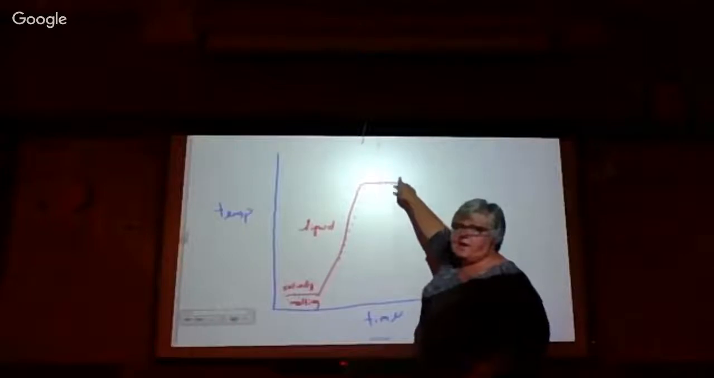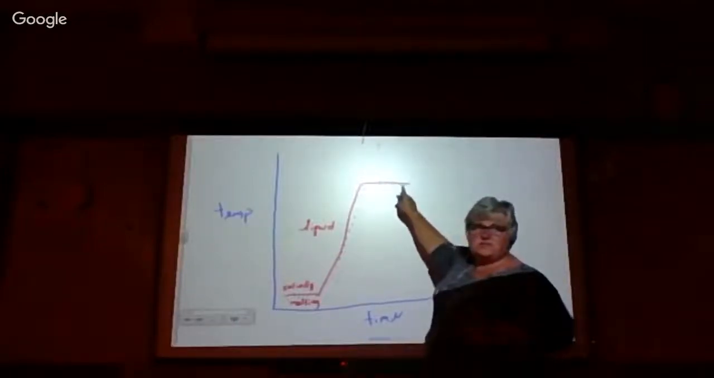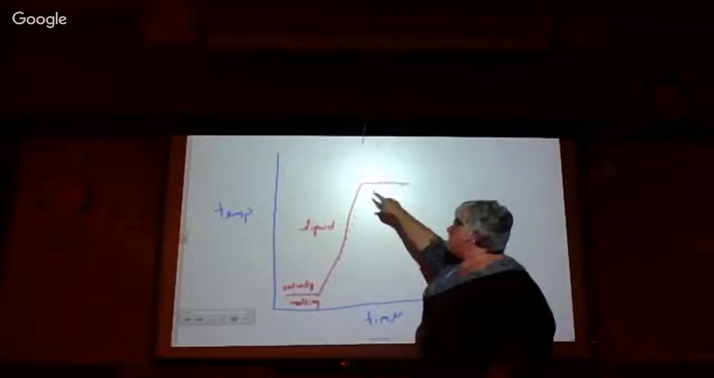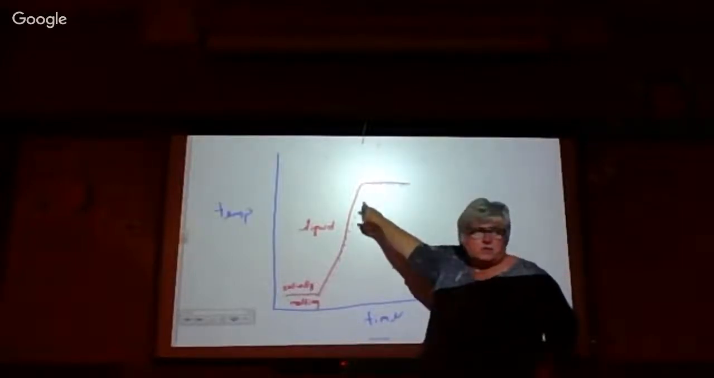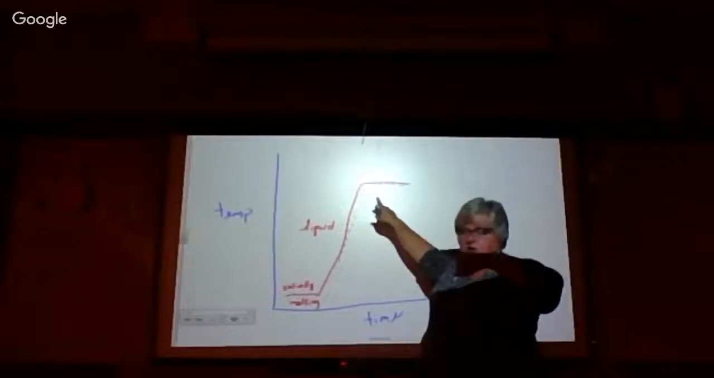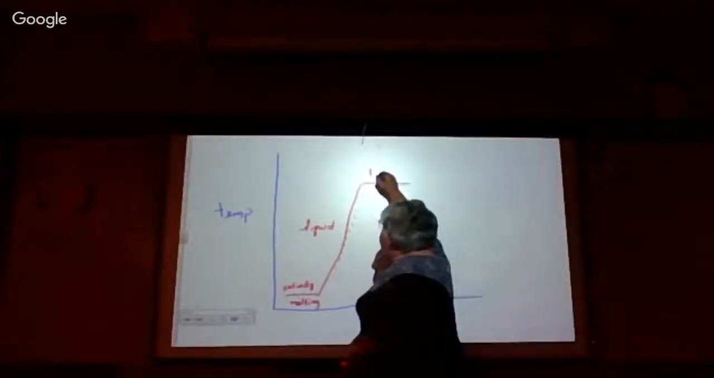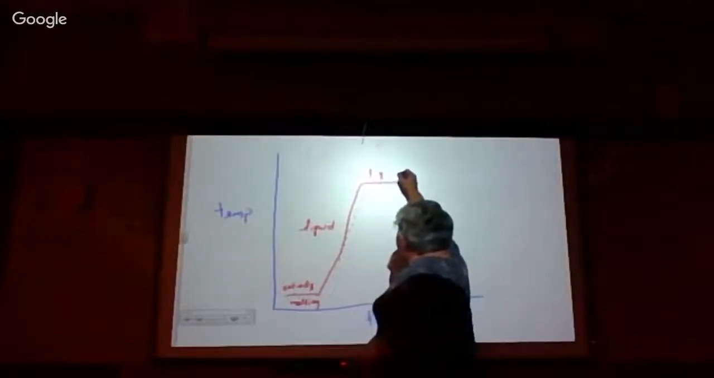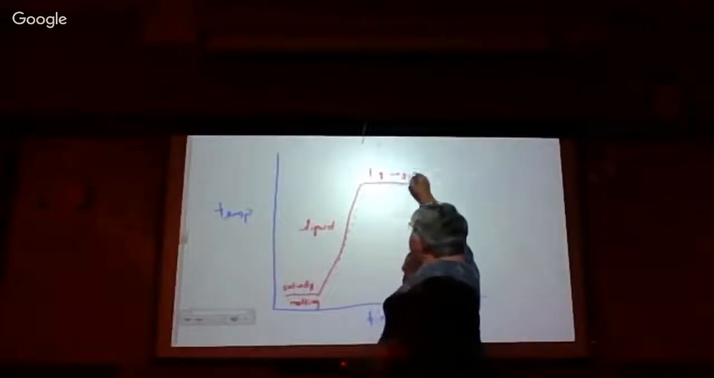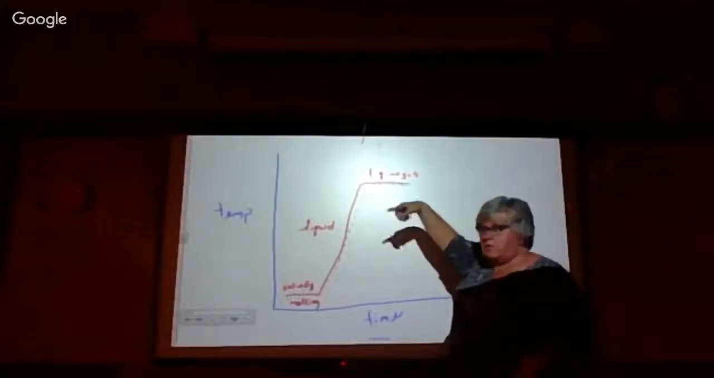Now, at this point right here, where you start having another constant temperature, what did you see in the beaker then? Bubbles, which was? Water vapor. Water vapor and a liquid. So at this point here, you had a mixture of a liquid, all right, and a gas. And what process is that? Evaporation.